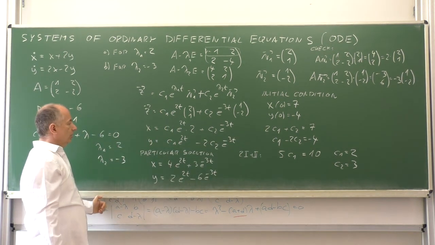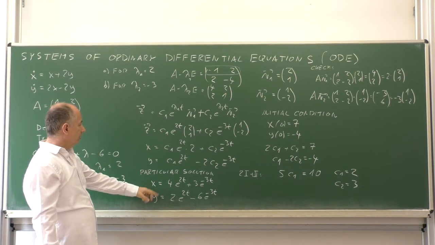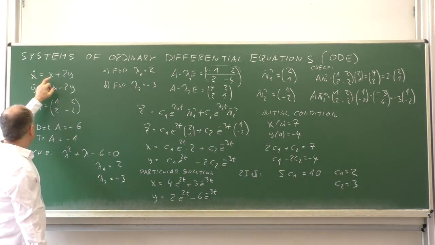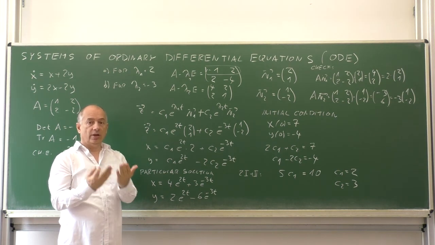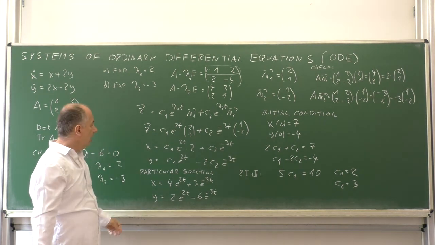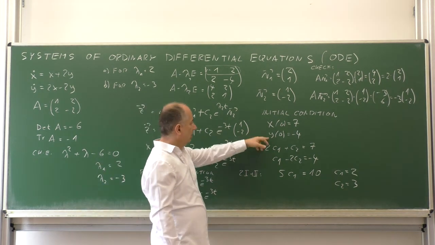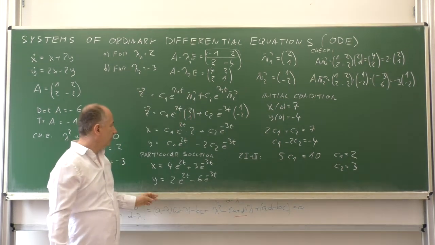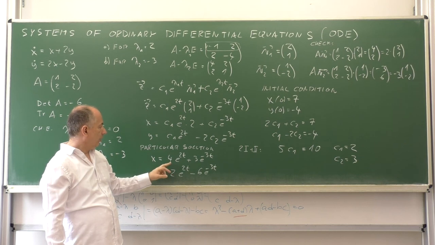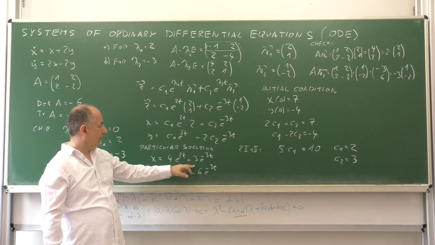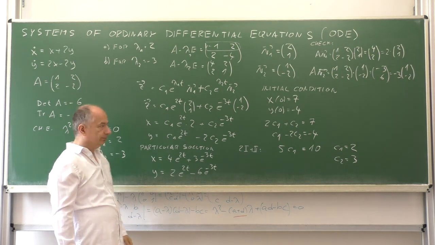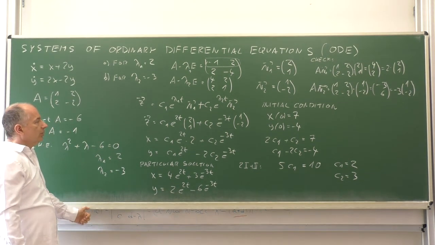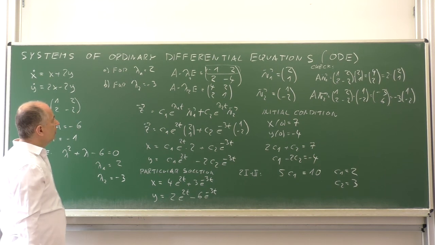It is easy to check the solution by evaluating the left-hand side or right-hand side and comparing these two functions as a function of t. And it is easy to check the initial condition. If we substitute 0 for t, we have 4 plus 3 is indeed 7, and 2 minus 6 is indeed minus 4. So this is how to solve the system of equations.